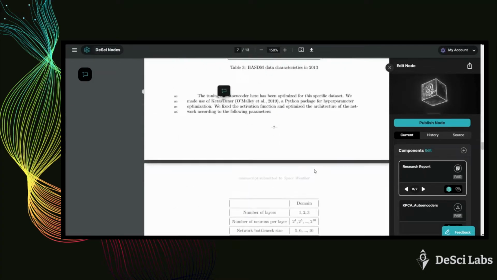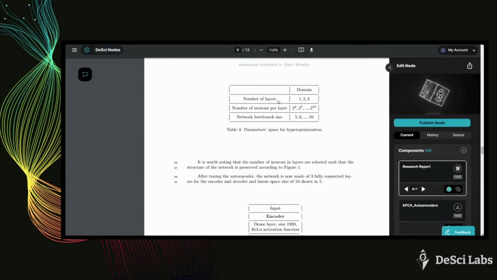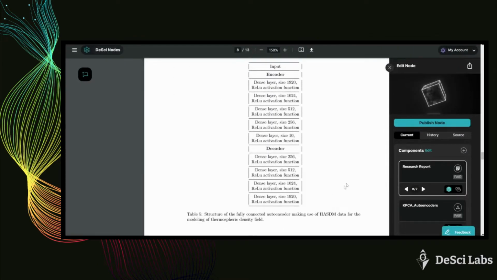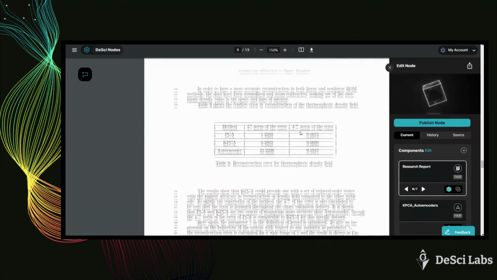And then out of this hyperparameter optimization, we came up with this network. So the input is 920, the original space, and the latent space has a dimension of 10 with 3 hidden layers. And this is the result for the thermospheric density.